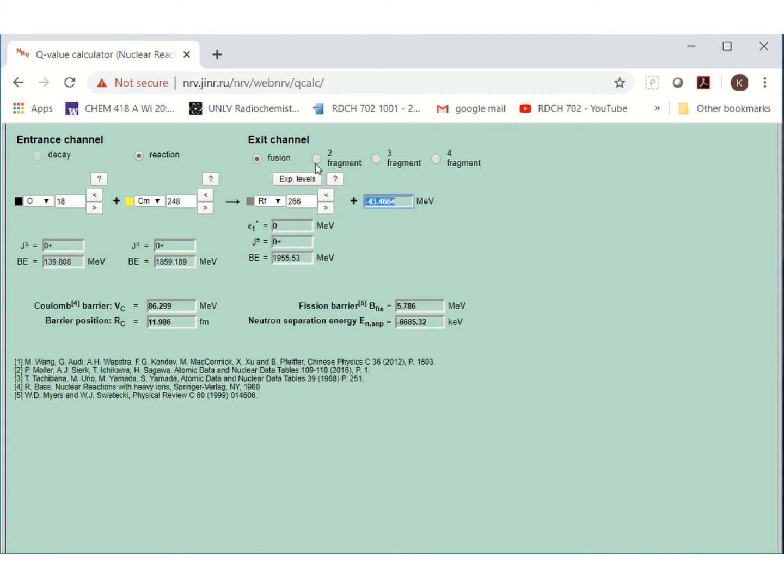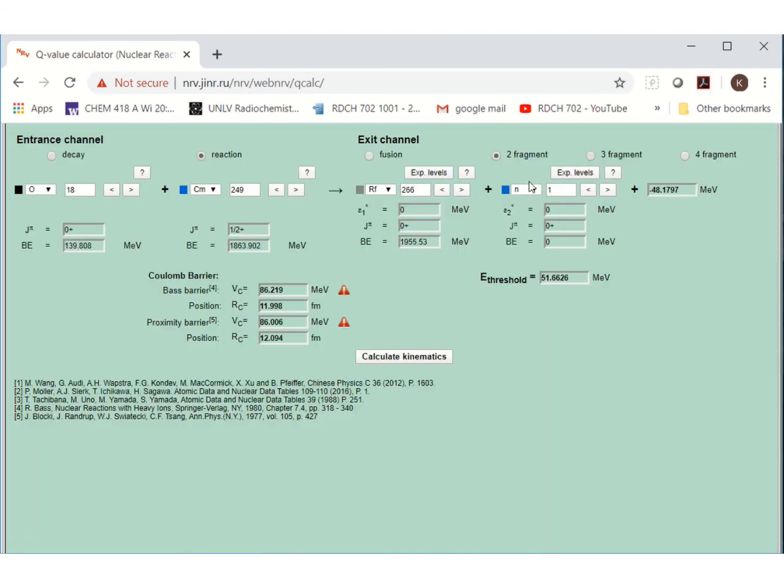But I could also say let's make it into two fragments. Actually, I'd make 5 neutrons boil off. So this rutherfordium-266 would form, and it would give up 5 neutrons and make rutherfordium-261. But here I don't have enough fragments to run this. Each neutron in here is considered a separate fragment.